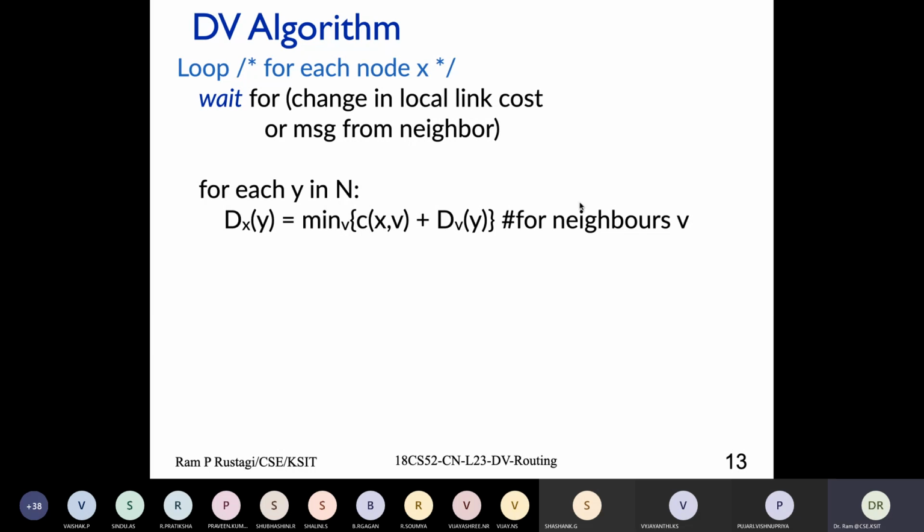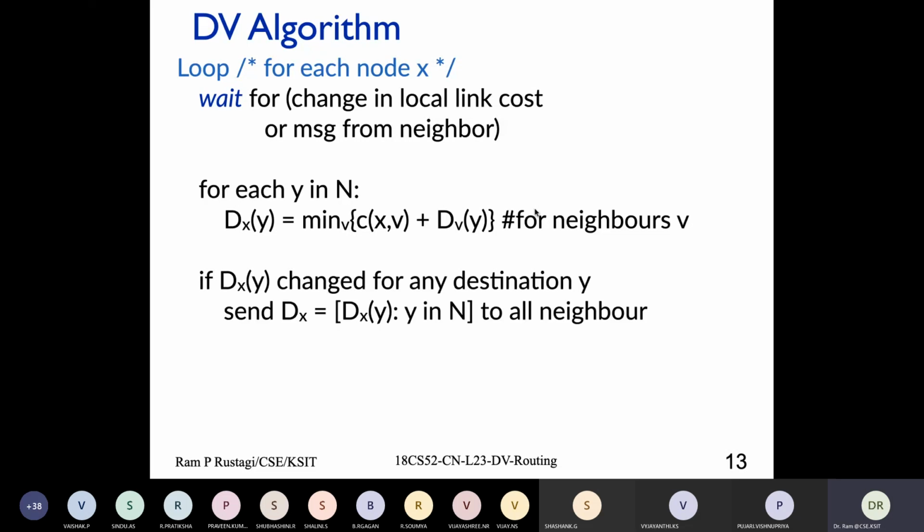I'm always computing the minimum value based on the link cost and the distance vector of the neighbor. So for a certain node, if the distance vector of a neighbor says it becomes something else, I will put the new value. I'm not comparing with my current minimum value. It is always my link cost to the neighbor and what distance vector the neighbor has told me. And that is what I compute. And if anything has changed from previously, I update that. And that is what the whole DV algorithm is.